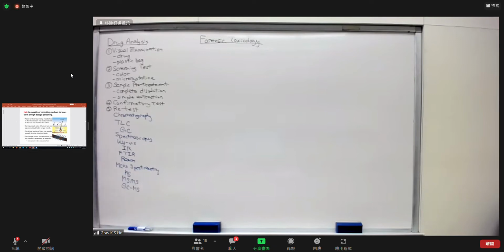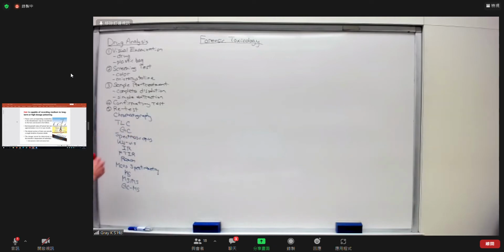Basically, with the use of instrumental analysis, each of the techniques has different kinds of parameters for the identification and also for the quantification. At the same time, one thing for you to further notice is whether the analysis is destructive or non-destructive in nature. Because for the first confirmatory test, ideally it should be non-destructive, so that we can retain as much sample as we can, so that we have sufficient sample to run a retest for a double confirmation.